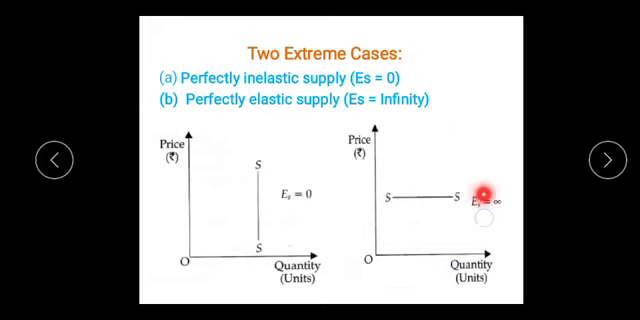Here, the supply curve is horizontal, parallel to the x-axis, or we can say quantity axis, and this is the case of perfectly elastic supply when elasticity of supply is equal to infinity.